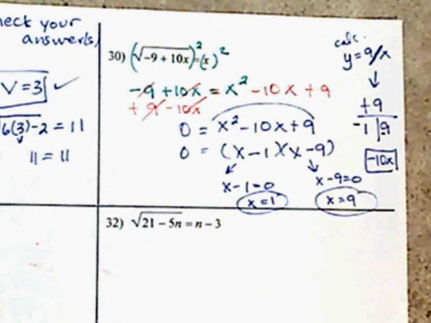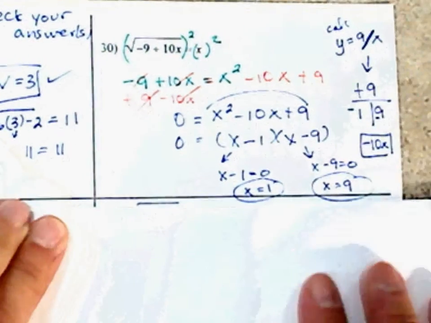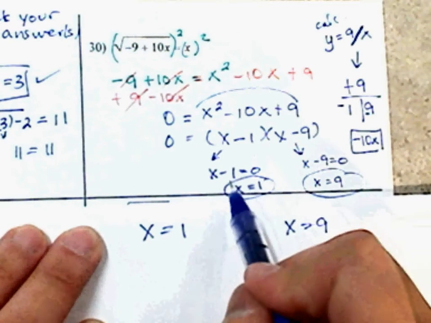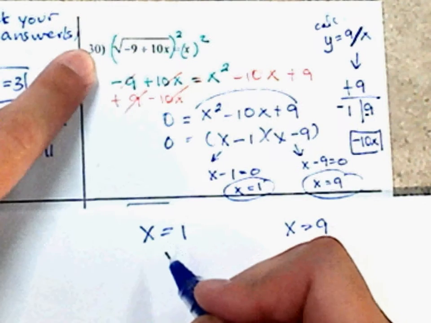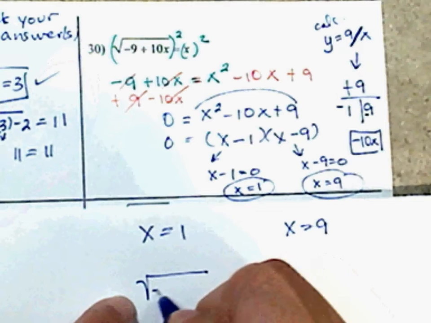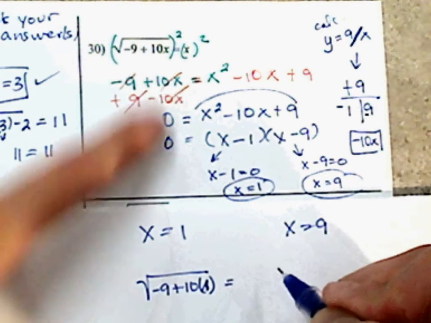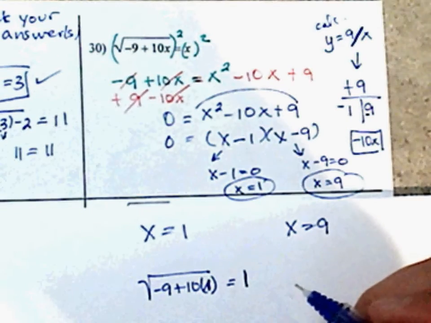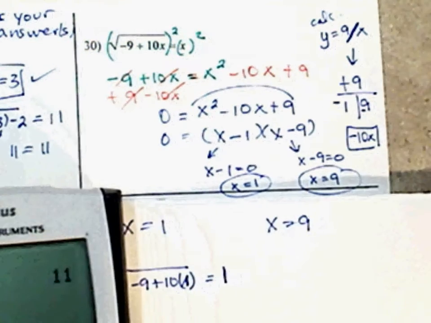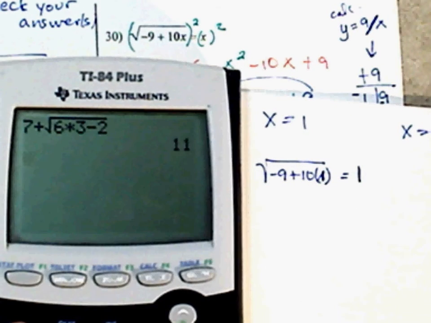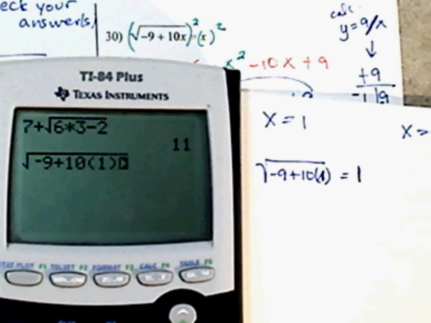Okay, get a piece of paper to check, because I don't have enough room on here. All right, to check, this is what you do. So I have 2 answers. x is equal to 1 and x is equal to 9. Remember? Go back to your original. Square root, negative 9 plus 10 times x, where x would be 1, is equal to your x, which is 1. Okay? Type that into your calculator. Just like you see it. Square root, negative 9 plus 10 times 1 comes out to be 1.